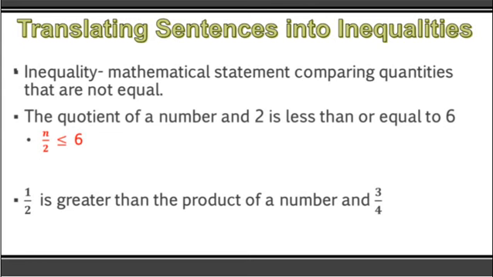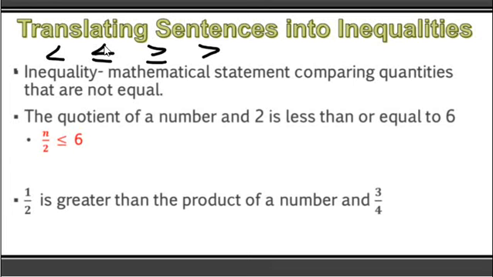So you're going to have a comparison symbol, like the less than or equal to. So the less than or equal to sign would be this. You'd have greater than or equal to. You would have the less than sign, and you'd have the greater than sign. So we'll be using those in our lesson today. So here we want to translate sentences into inequalities.